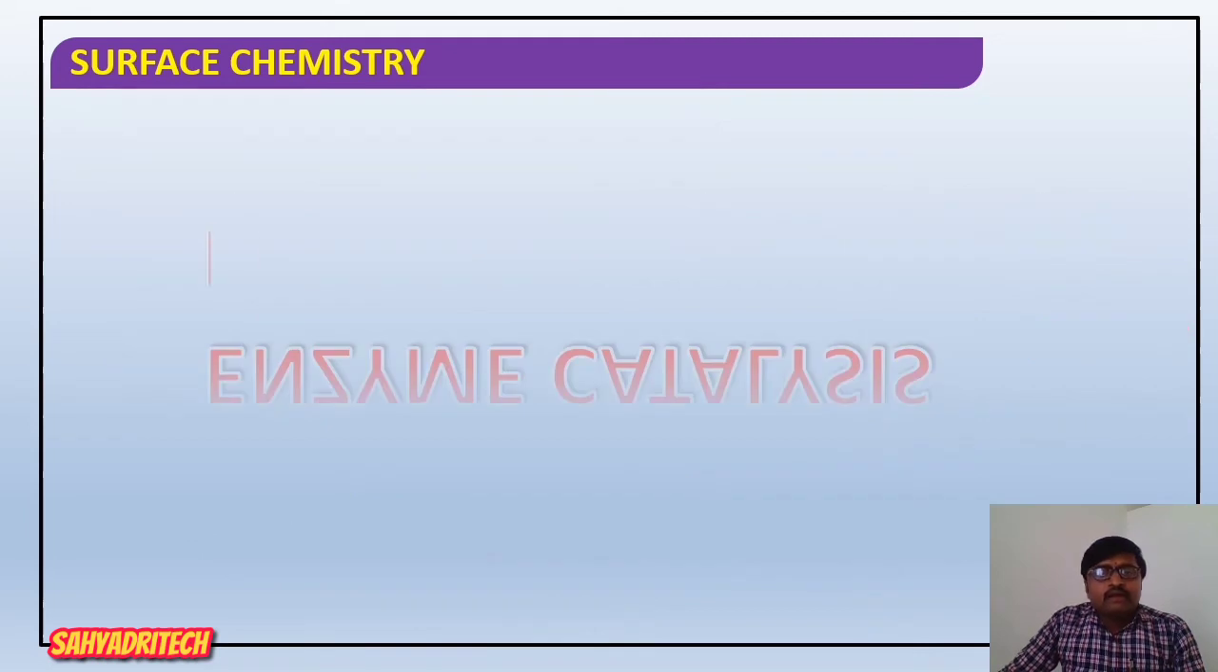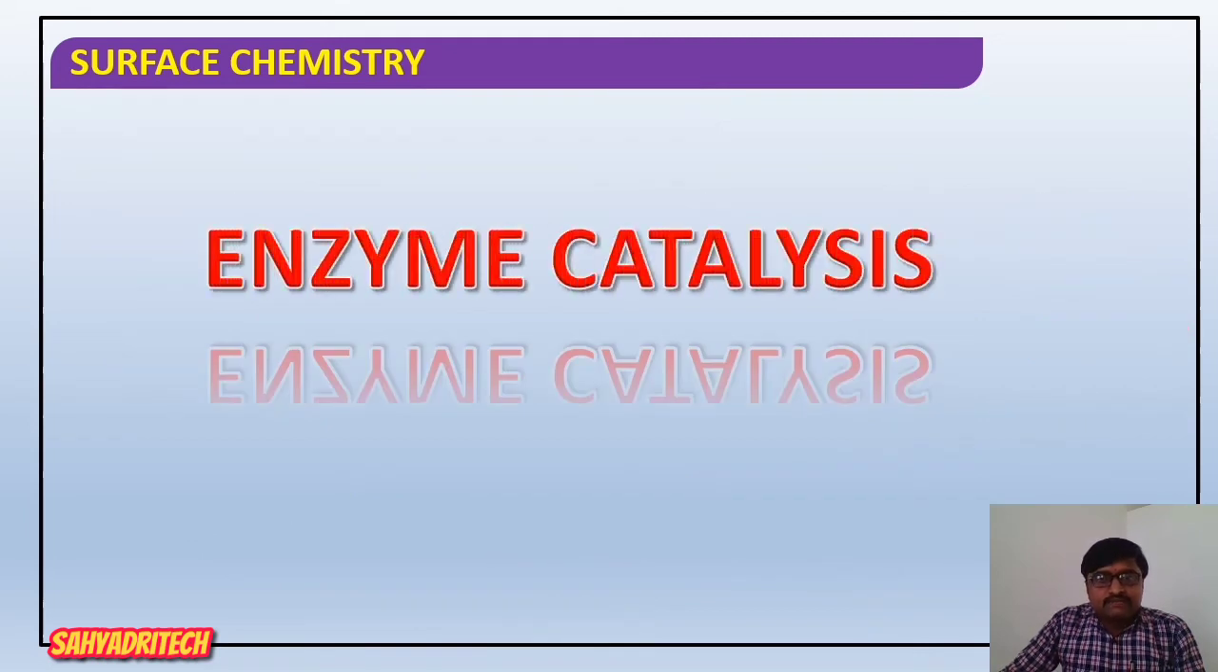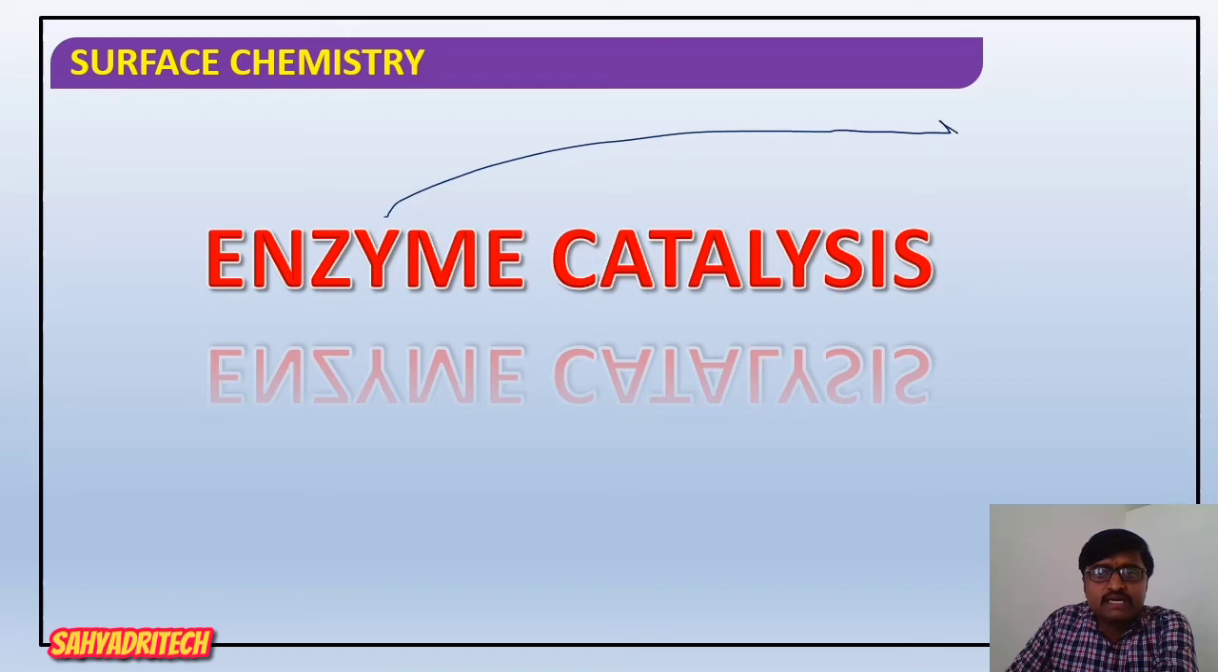Well, now coming to the next concept, enzyme catalysis. Here, if I consider enzymes, you must have come across the word enzyme in biology. Catalysis we know: a process which is influenced by the presence of a catalyst is called catalysis. Now the term is enzyme catalysis.